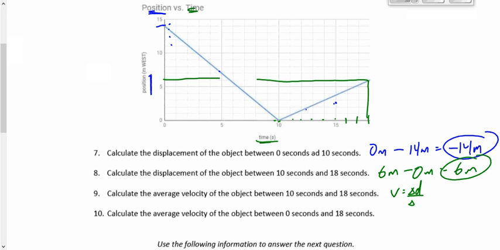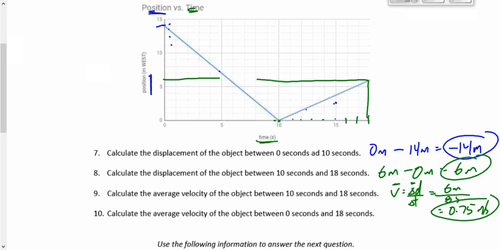Now, as it turns out, if it's just a straight line, and it is between 10 and 18 seconds, v equals d over t is the same thing as finding the slope, rise over run. So you can think of it either way, but displacement over time will always work for you there. The displacement we already found, it's 6 meters divided by the time of 8 seconds, which gives me 0.75 meters per second. It's positive, which means it's to the west.